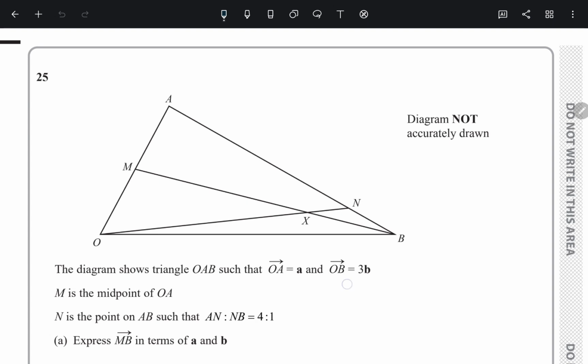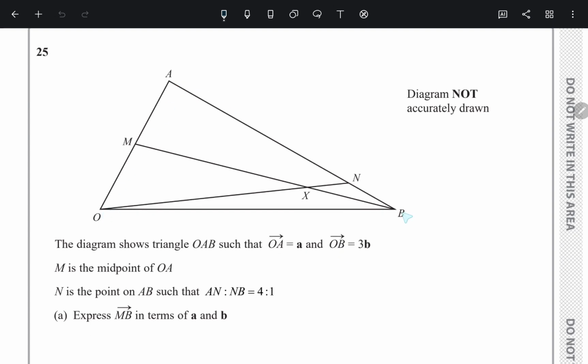Question 25 says the diagram shows a triangle OAB such that OA is A, and OB is 3B. M is the midpoint of OA, so OM is going to be half of A, and MA is going to be half of A because M is the midpoint. And N is the point on AB such that AN to NB is 4 to 1. So that's 4 parts and that's 1 part. So AN is going to be 4/5 of AB, and NB is going to be 1/5 of AB.